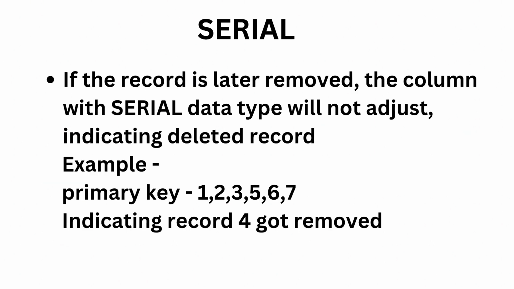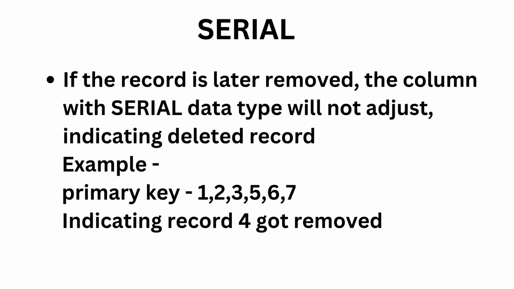What's also nice about serial is that if a row is later removed, the column with the serial data type will not adjust. It's not going to reformat everything in the serial. Instead, it's actually going to mark the fact that a row was removed from the sequence. For example, in this primary key column, as you're inserting players, you may see something like 1, 2, 3, and let's imagine we inserted 4, 5, 6, 7. And then later on, you decide to delete row number 4 because that player maybe left your team.